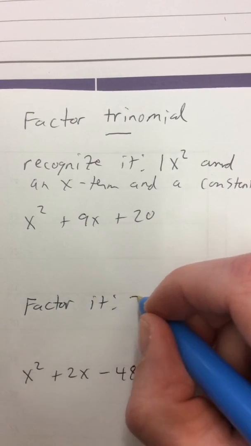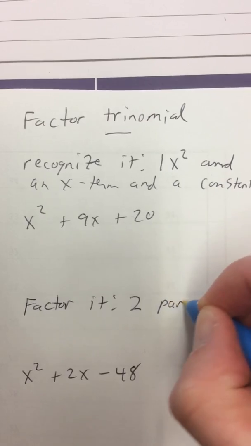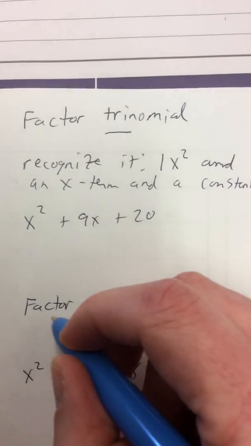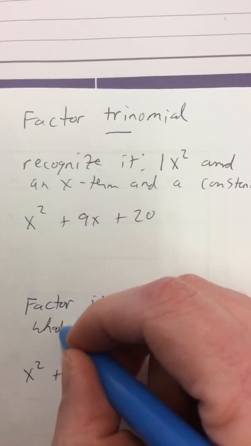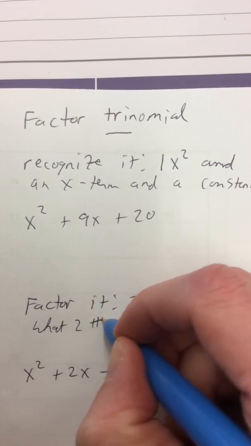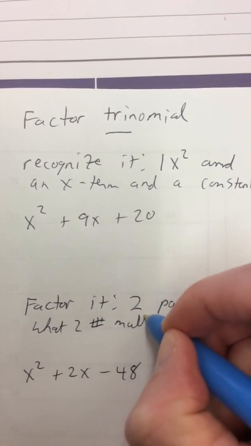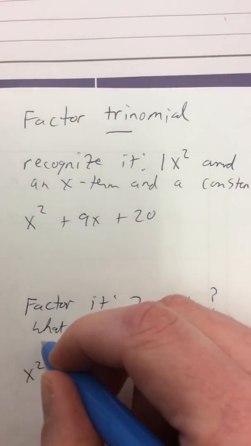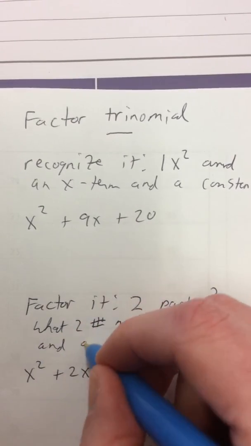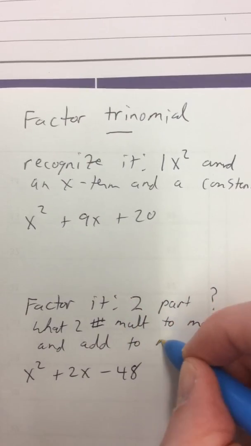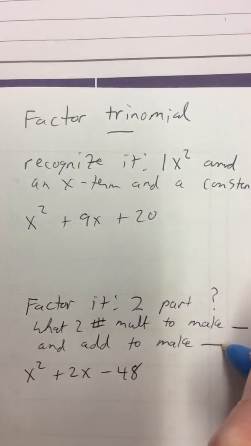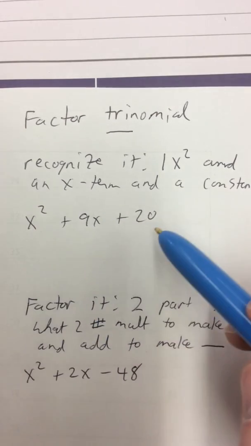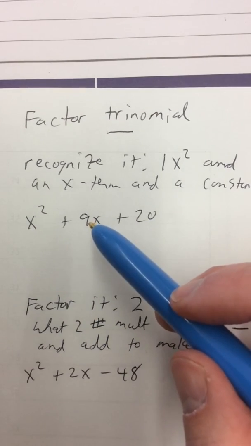So I'm going to write down here the two-part question. What two numbers multiply to make blank and add to make blank. So in this case, what two numbers multiply to make 20, add to make 9.